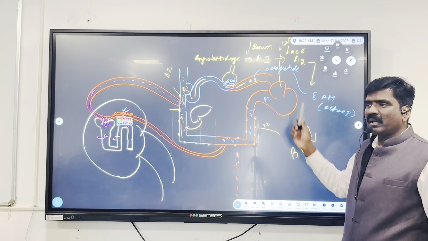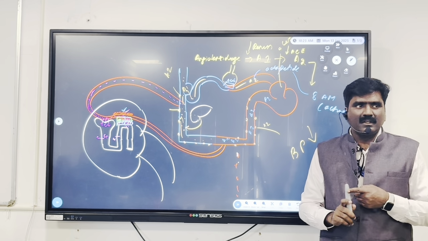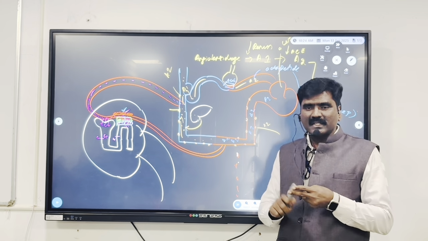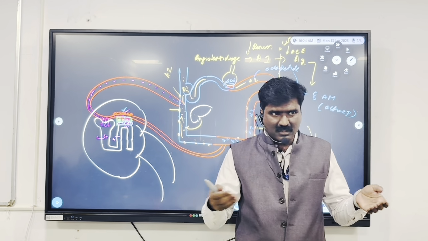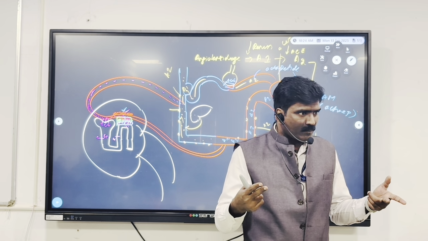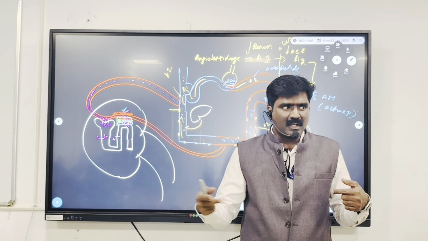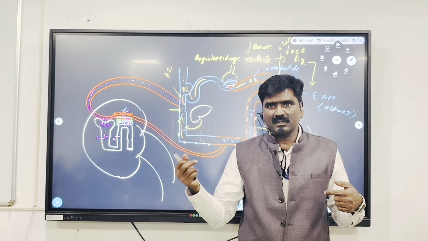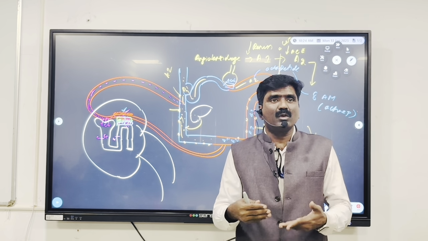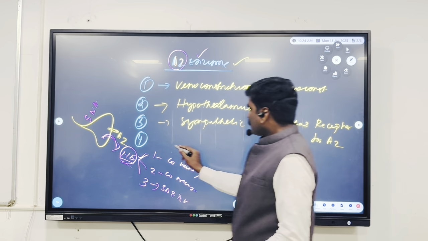Now we are discussing the function of A2. First function, venoconstriction, arterioconstriction. Second, the hypothalamus is stimulated and thirst is induced. Third, norepinephrine is released, and norepinephrine has three uses: venoconstriction, arterioconstriction, and cardiac stimulation. So three functions we have discussed.